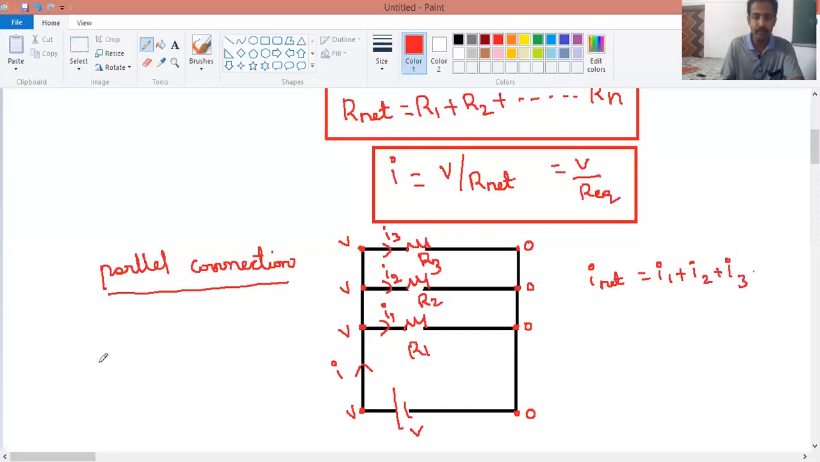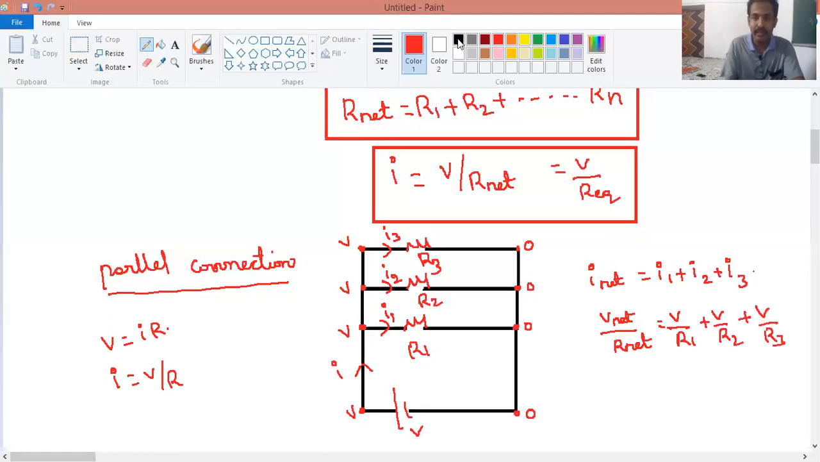But according to Ohm's law, we know V is equal to IR. From this, I is equal to V by R. So I net, which is V net by R net, is equal to V by R1 plus V by R2 plus V by R3. I'm cancelling V because V across each and every resistor is common. So 1 by R net is equal to 1 by R1 plus 1 by R2 plus 1 by R3. This is what happens when three resistors are connected in parallel connection.